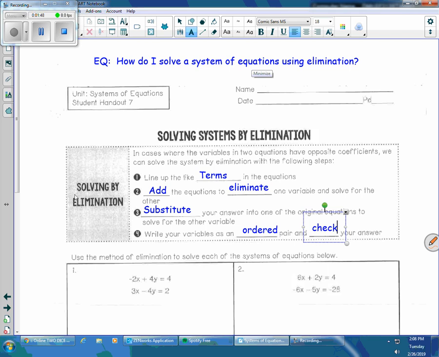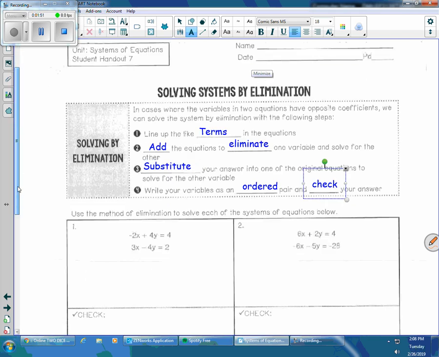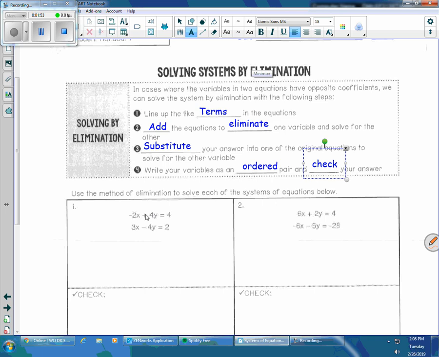So what does this all mean? When we talk about opposite coefficients, the coefficients should be the same number, but an opposite sign. So if you look at number 1, I've got negative 2x plus 4y equals 4, and then I've got 3x minus 4y equals 2. So I've got a 4 as my coefficient here with the y, and I've got a negative 4 down here with the y. Those are opposites. The opposite of positive 4y is negative 4y. So I've already got an equation set up that is perfect for using elimination.